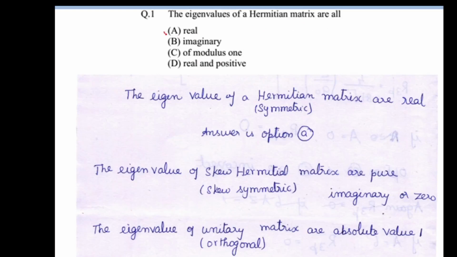The eigenvalue of a Hermitian matrix is always real. And if you take option B, it corresponds to the skew Hermitian matrix eigenvalue. And option C is of a unitary matrix or an orthogonal matrix.